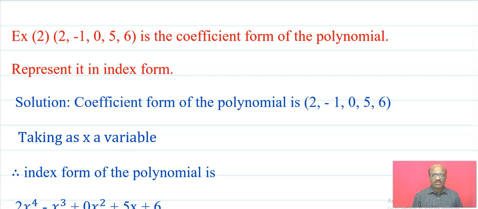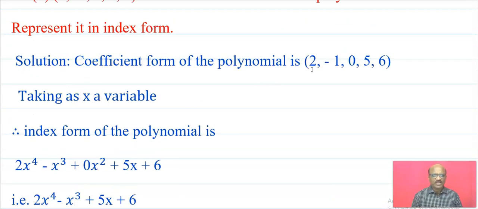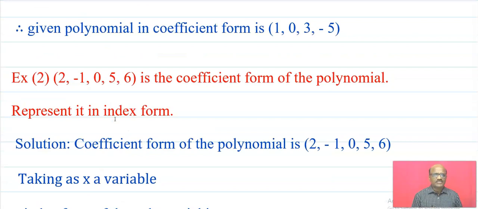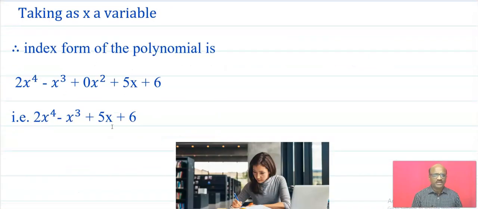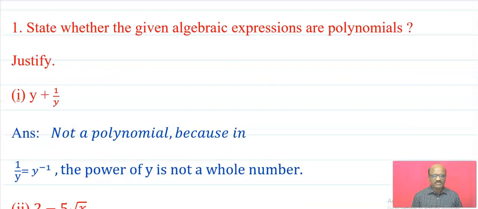Then what will be the degree of that polynomial? Degree of that polynomial is 5 minus 1, that is equal to 4. Therefore, we'll write the polynomial as 2x raised to 4 minus 1x raised to 3 plus 0x square plus 5x plus 6. Therefore, that is 2x raised to 4 minus x cube plus 0x square plus 5x plus 6. And this is the index form of the polynomial. That's what I have written. Now we'll see the practice set 3.1.